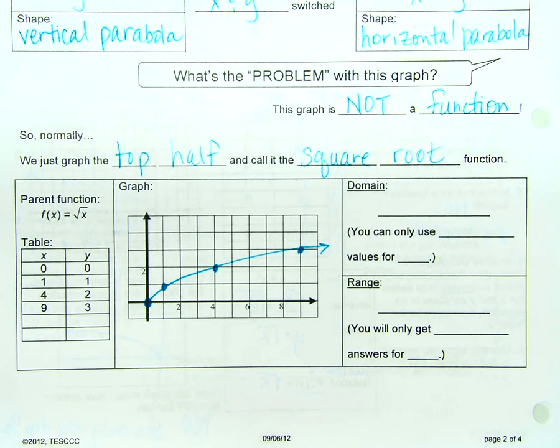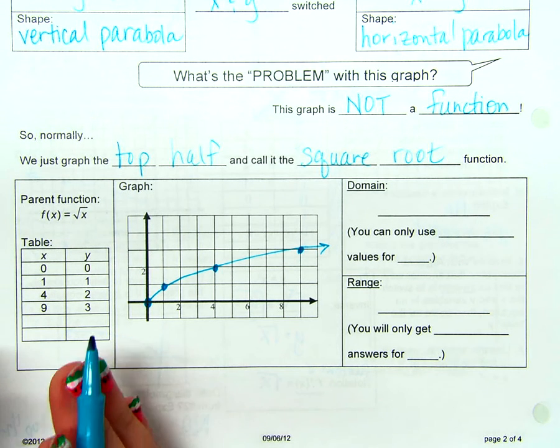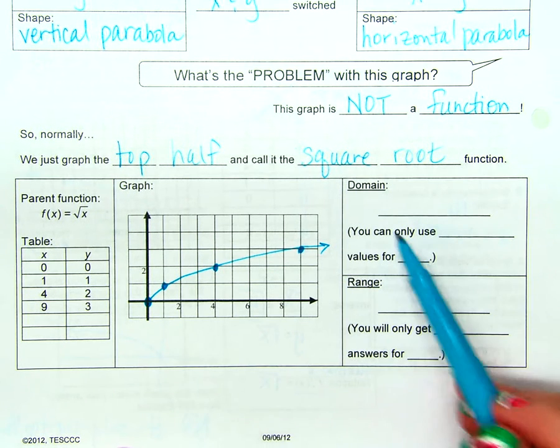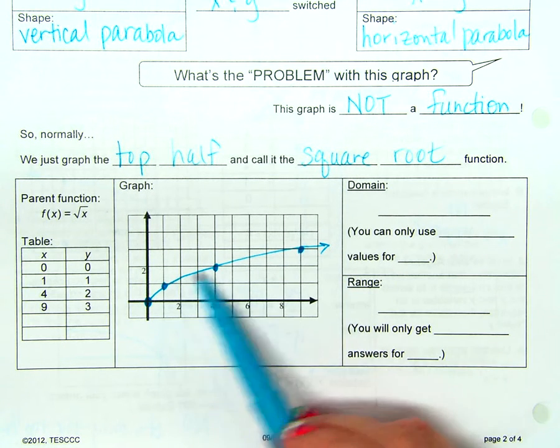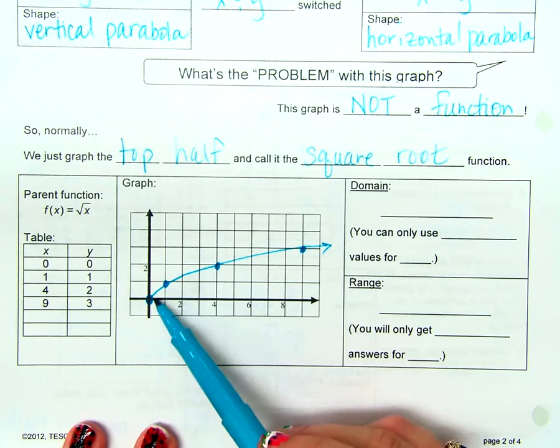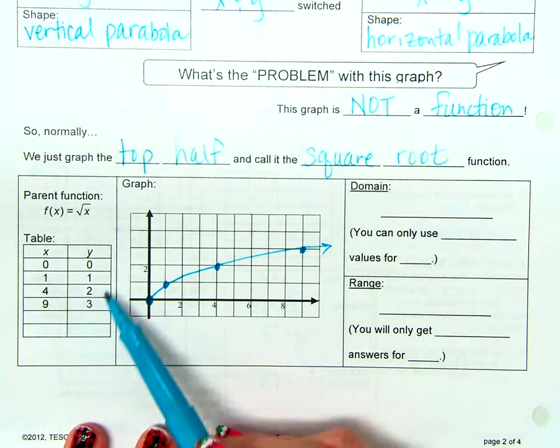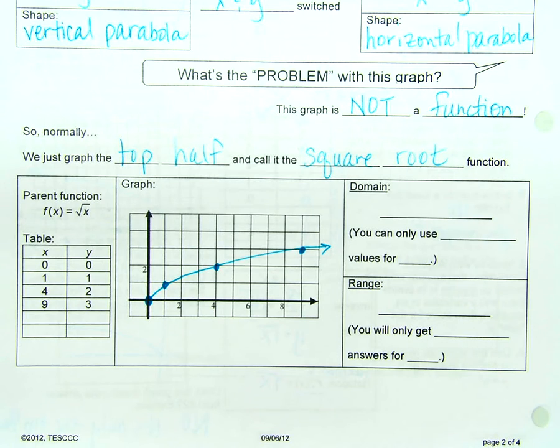Okay, time out. I need to address this real quick. 0, 1, 4, 9. That is the domain of the table. Excellent catch. We want to know the domain of the function, so of the graph. Okay? So because we had an equation, because we could connect it, it's going to be a slightly different domain than just the table, isn't it? Okay?